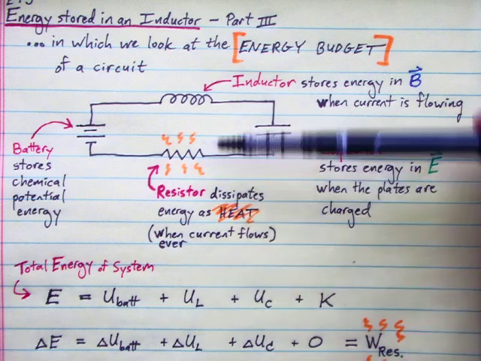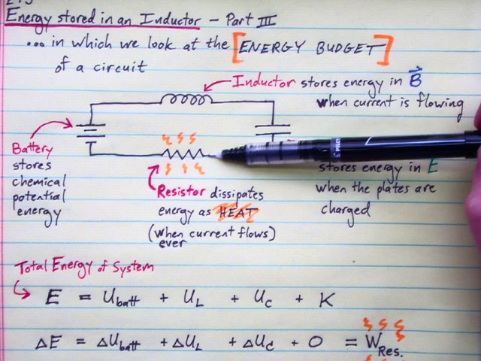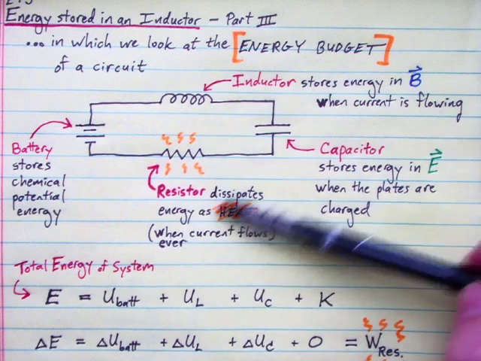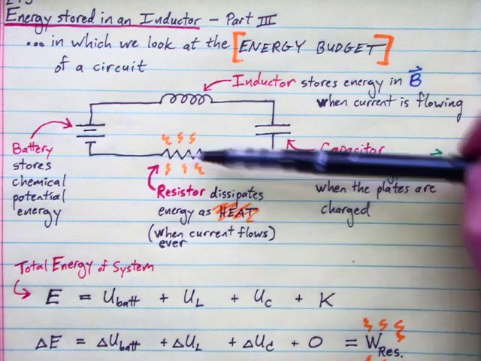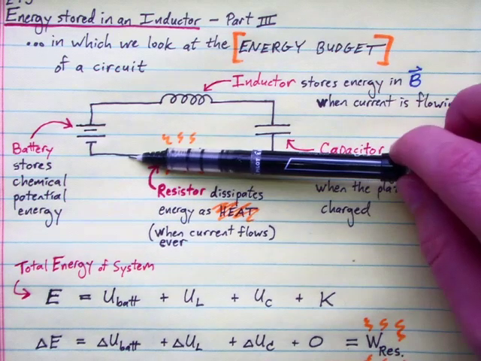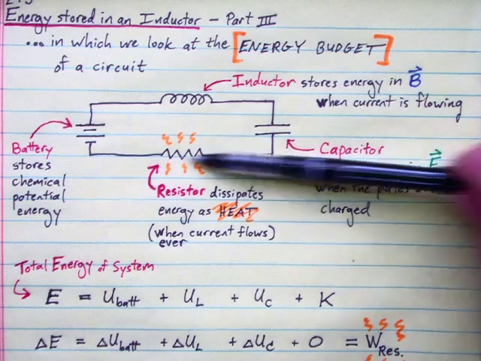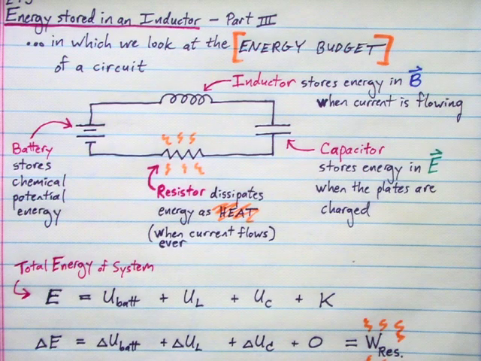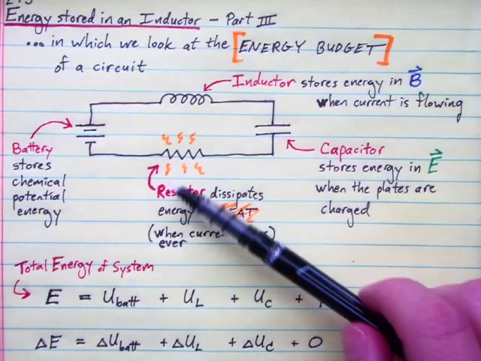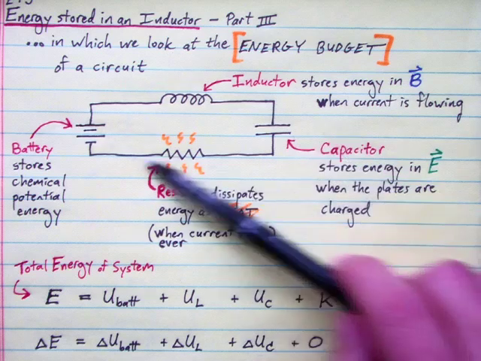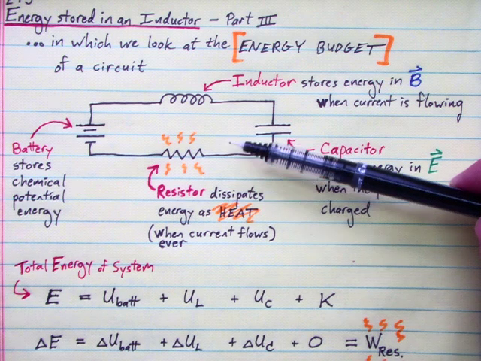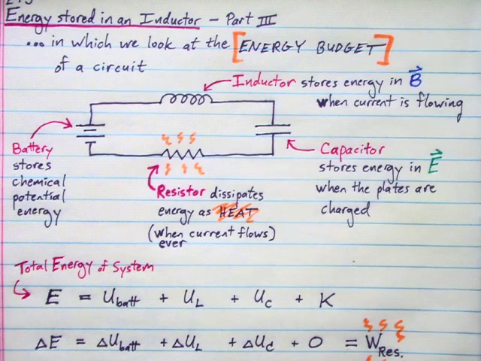Your resistor, here's the one thing that's going to be converting your stored energy into a non-mechanical form, into heat. Your resistor is dissipating energy as heat whenever current flows through it, no matter the direction of the current or the rate. As long as current is non-zero, that resistor is going to be causing some energy loss, some dissipation as heat.